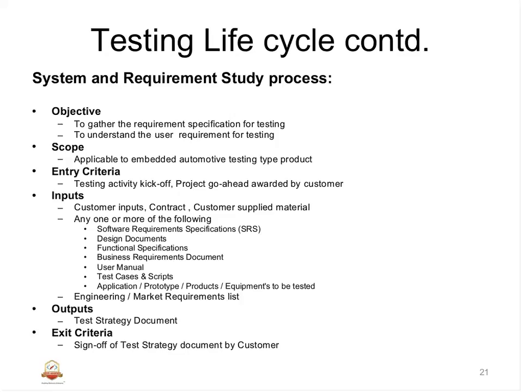Here a design document is something which has been an outcome of the development phase. Functional specification, what are the functionalities that this product is going to have, and any business requirements document from the customer perspective, and any user manual that the customer wants or has given or the development team has developed, and test cases and scripts. Here it is not the test cycle, the testing life cycle test cases. It is sample test cases from a similar product earlier, or the customer has anything to validate this product.